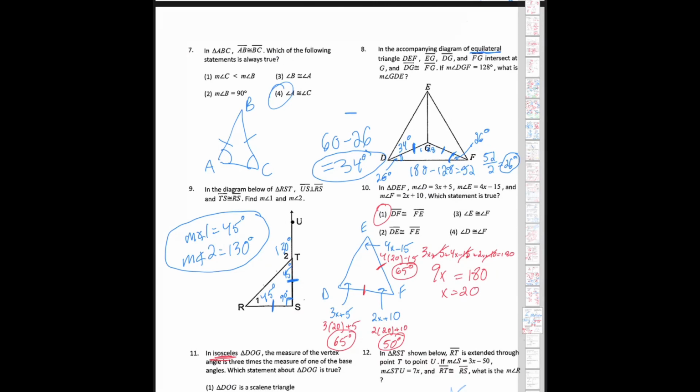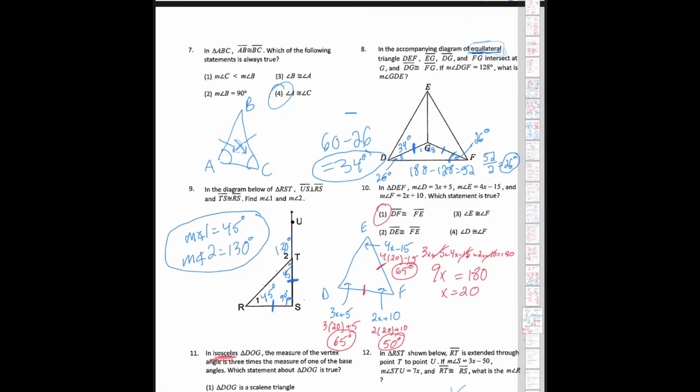For number 7, I have a triangle. I drew a picture to help myself out. AB is congruent to BC. So this is an isosceles triangle because it has two equal sides. That means the angles across are congruent as well. So choice 4, angle A equals angle C.